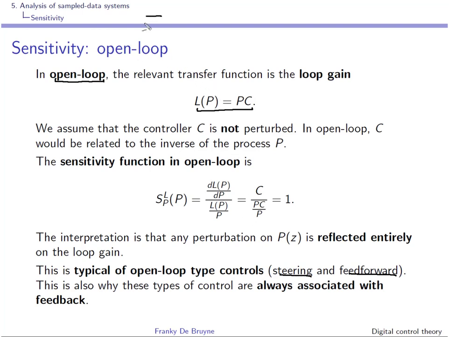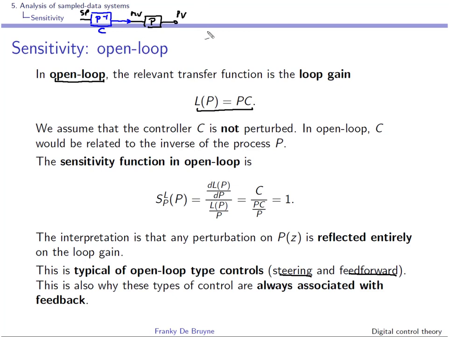You have a process P, the output is PV over here, the input MV. So what you could do in order for PV to follow the set point is to put over here P minus 1, right? And in this case this will be the controller. And this is called steering.